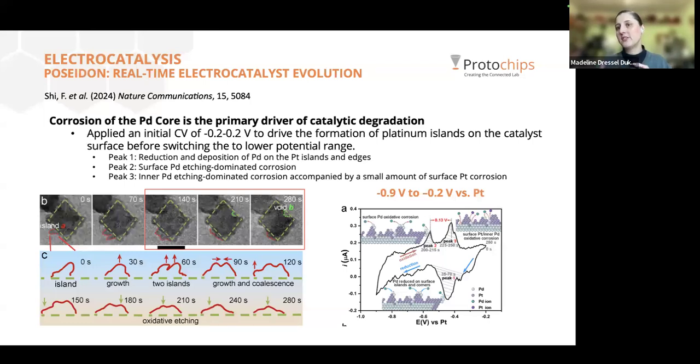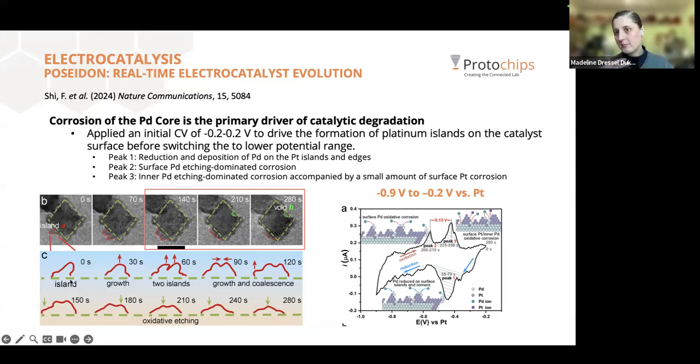Since what they're interested in is studying the corrosion of the palladium core, they applied this to sort of quickly drive some imperfections. Then they switched to a lower potential range, in this case negative 0.9 to negative 0.2, to really slow down the corrosion so that when they did a full cycle, they could capture the entire series. They did their CV, and they were able to correlate the different structural changes to different points in the CV. And these islands here are those imperfections on the surface that they were seeing.